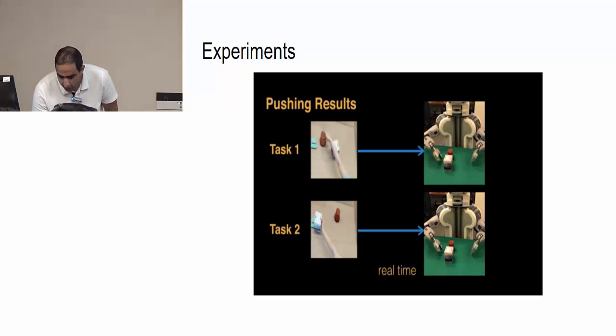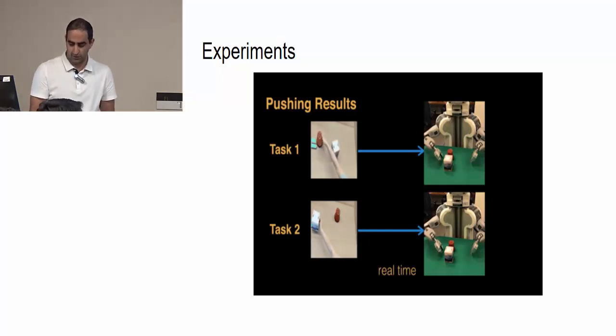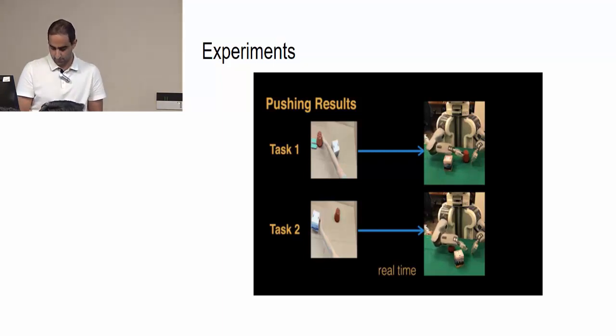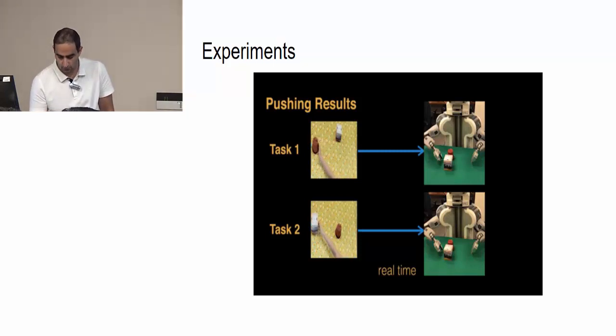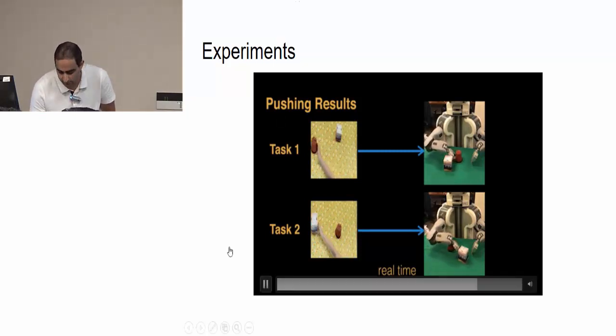So these are 2 different tasks. One of them pushed the red cup, the other pushed the other object, and the robot can infer what was the task. And here is the novel background that the robot has never seen during the training.